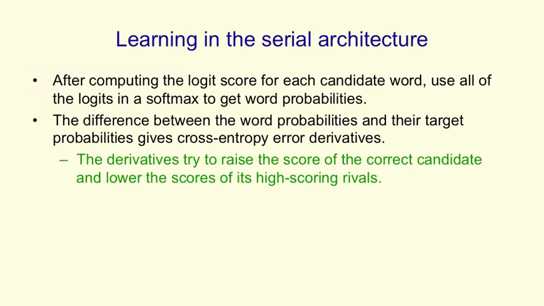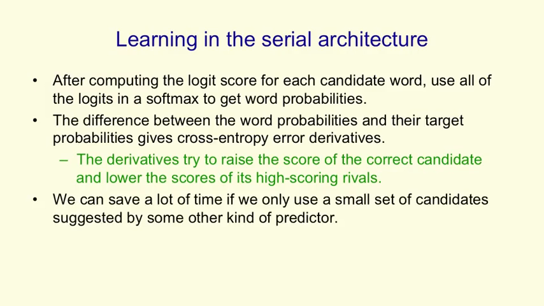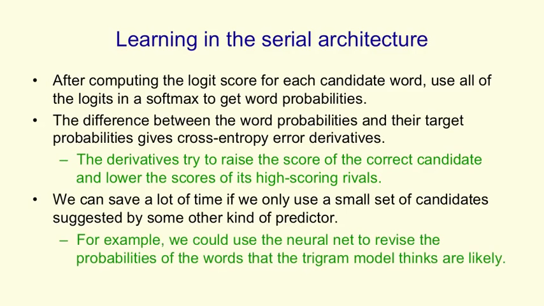We can save a lot of time in this architecture if instead of considering all possible candidate words, we only consider a small set, perhaps candidate words suggested by some other predictor. For example, we could use the neural net to revise the probabilities of the words that the trigram model thinks are likely.